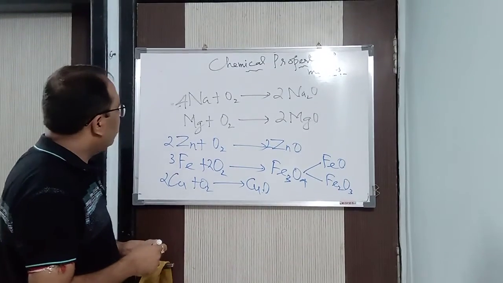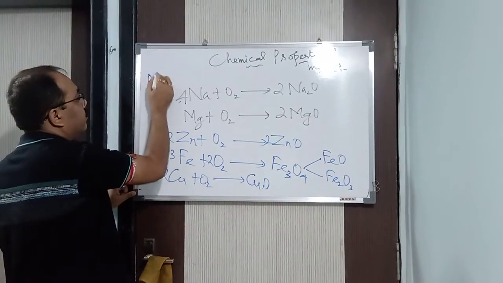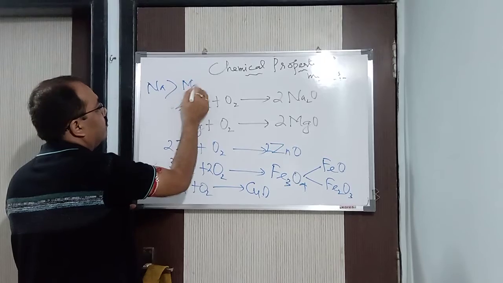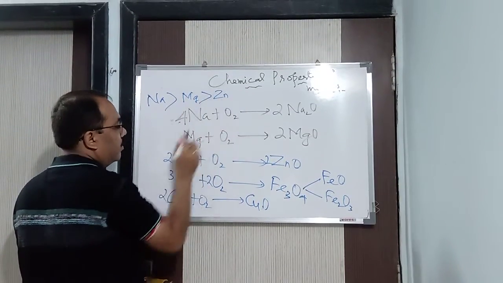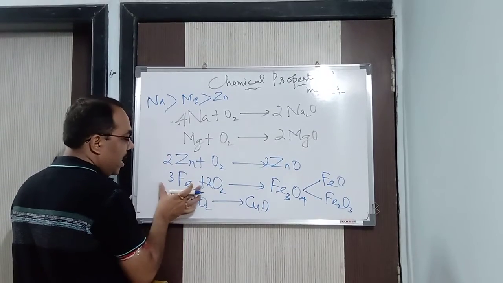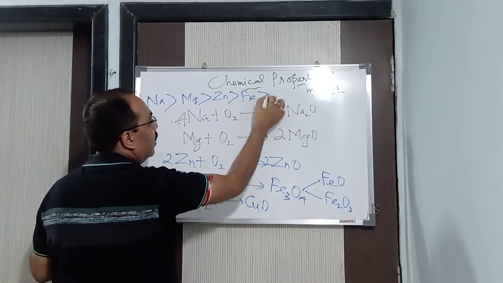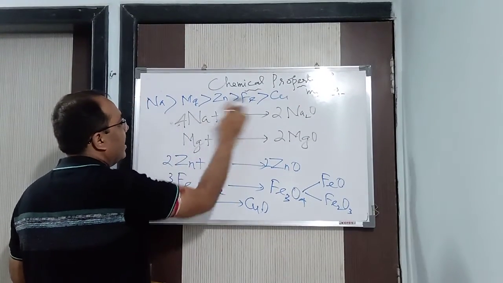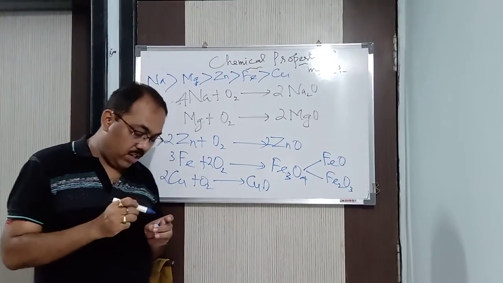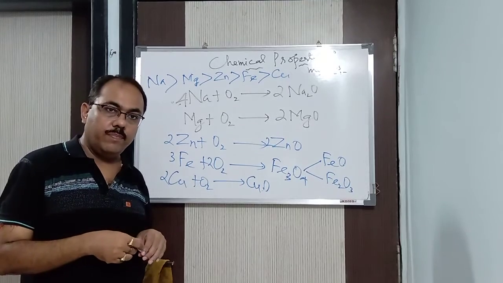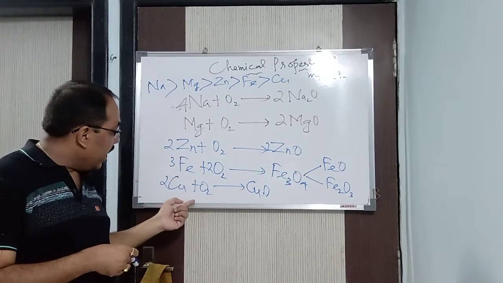So hence, in terms of reactivity, sodium is highly reactive. Then magnesium, because sodium reacts under ordinary conditions and magnesium burns. Then zinc, because zinc burns at least with a blue flame, and iron and copper do not burn at all. So this is the reactivity series of the metals. The reactivity series which you have studied in the lower classes. In this way we prepare the reactivity series based on the reactivity of the metals.